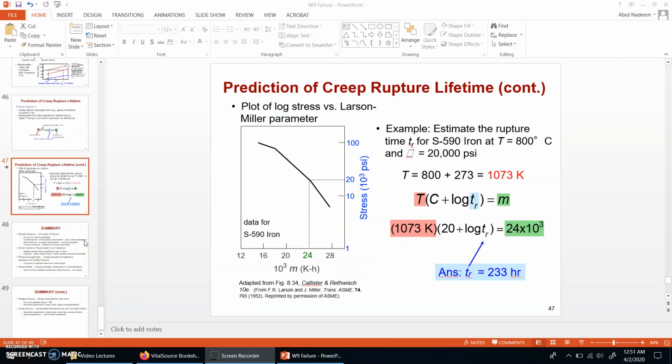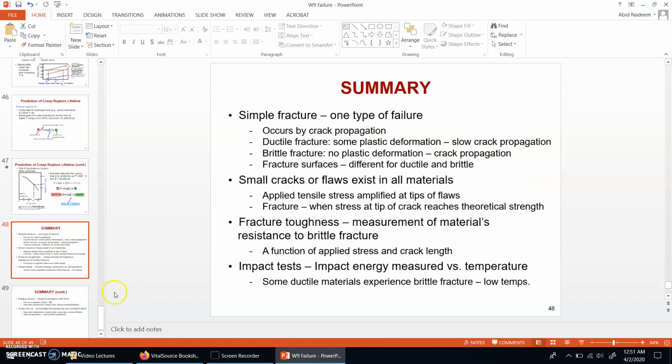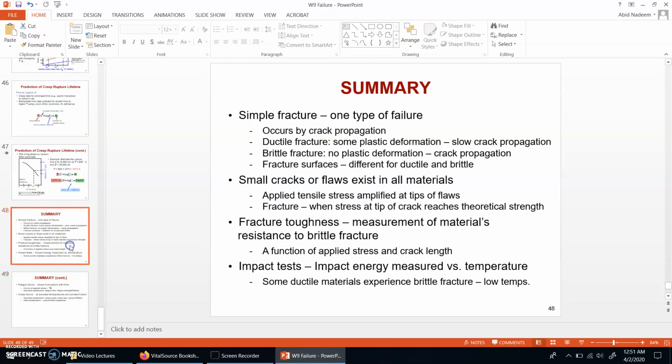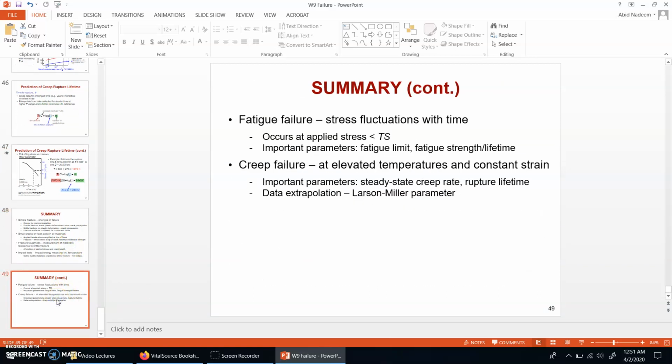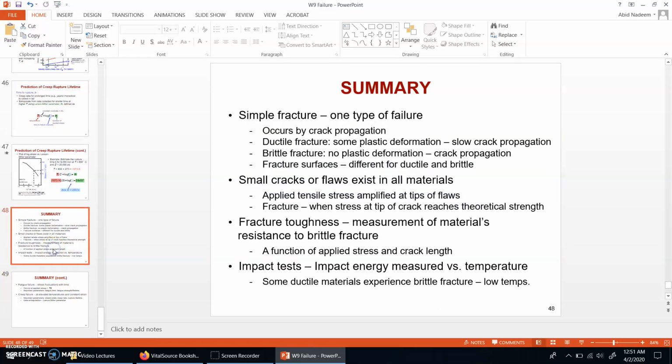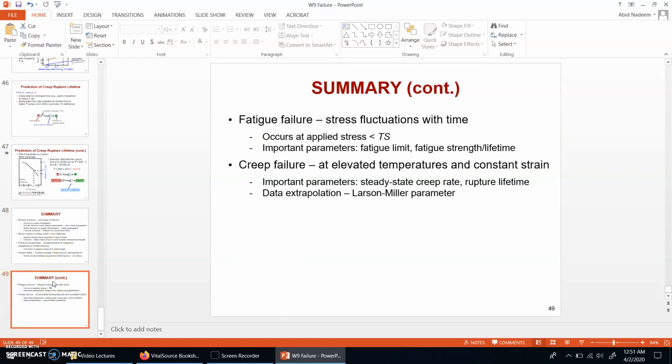So this was the short description of the creep, and with that this is the end of this topic on failure, and the last two slides are about the summary of this topic. So I would recommend you to look at this summary, and later on we will do some tutorial questions.